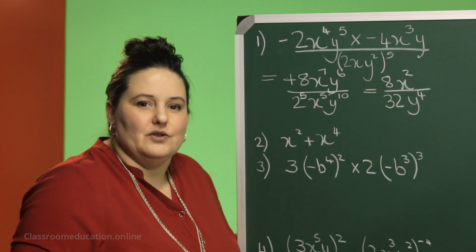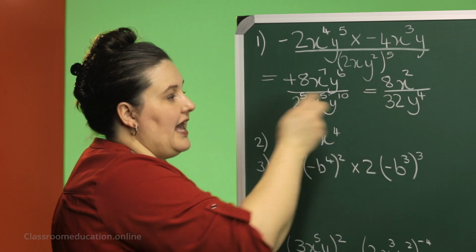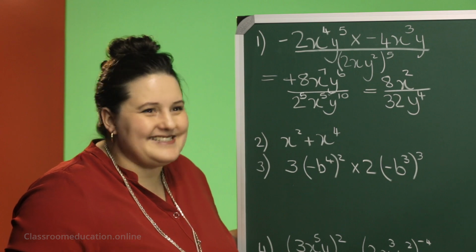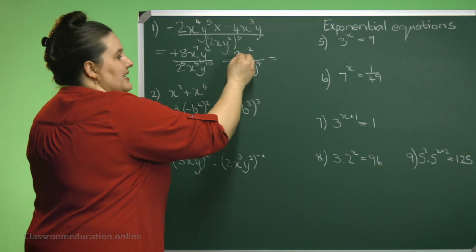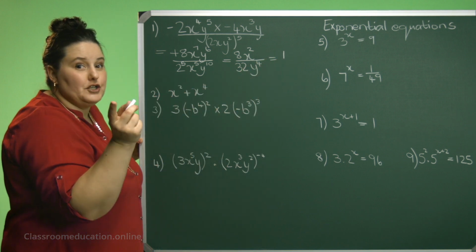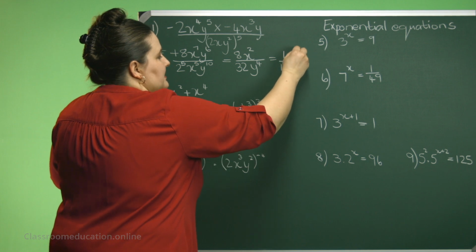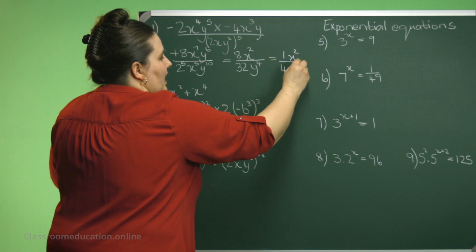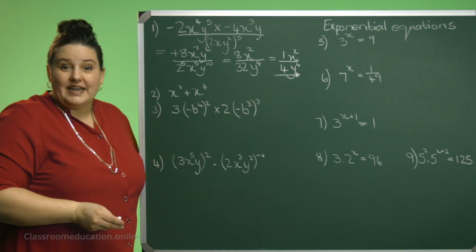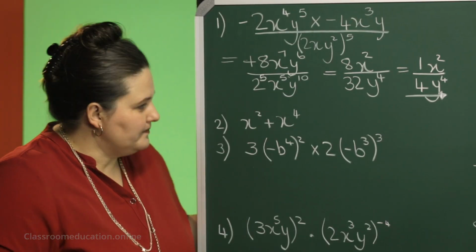And now, boys and girls, the only extra thing that you can do here is you can simplify the 8 over 32. You can divide it by 8. So I can say 8 can go into himself once. 8 can go into 32 4 times. And my x squared is still in the numerator, and my y to the power of 4 is still in the denominator. Did you get it like that? I hope so.